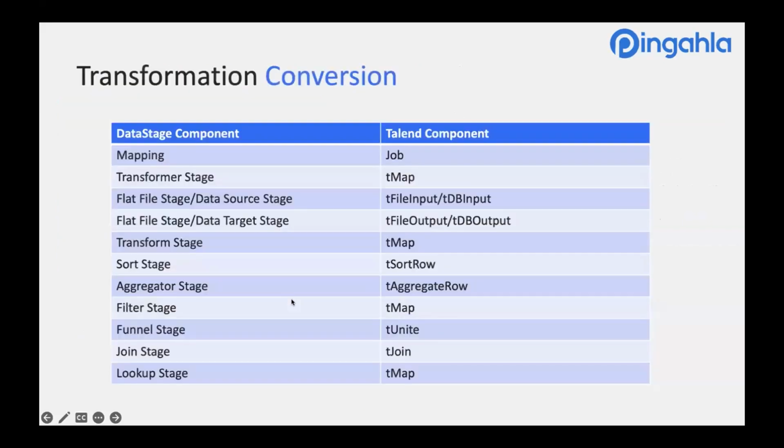And within the platform itself, we support all the conversions and components that your legacy platform, such as DataStage, may have, such as migrating your mapping over to a Qlik Talend job, and specific components such as your transformer stage to a tMap, your filter stage to a filter map, and so forth. So we have the ability to utilize all the DataStage components and convert them over to a one-to-one Talend component.